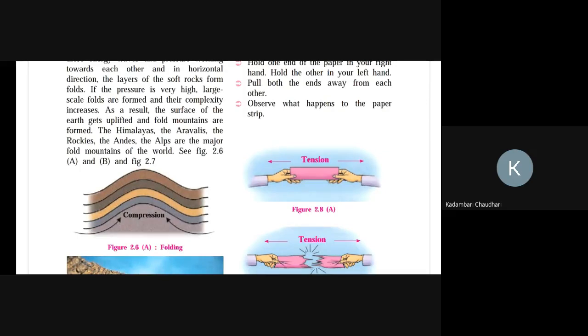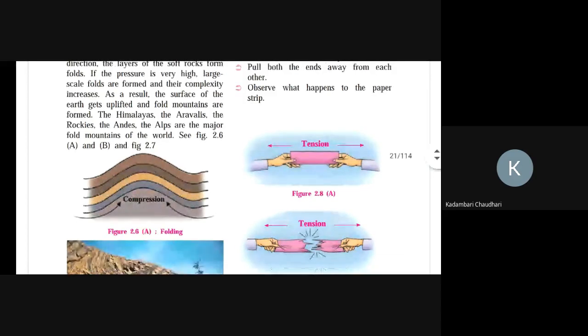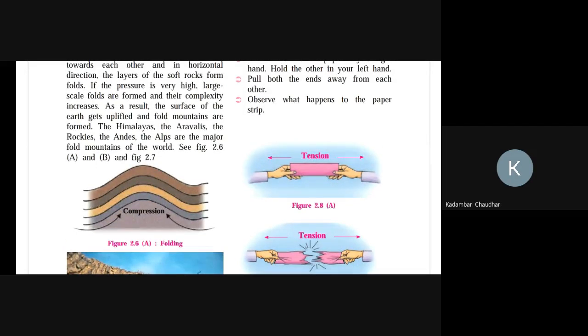If the pressure is very high, large scale folds are formed and their complexity increases. Now see, if two waves are moving towards each other and the pressure is small, then only a few folds will form. And if pressure is very high, obviously large scale folds are formed, and they will be complex also. Likewise, Himalaya. As a result, the surface of the earth gets uplifted and fold mountains are formed.